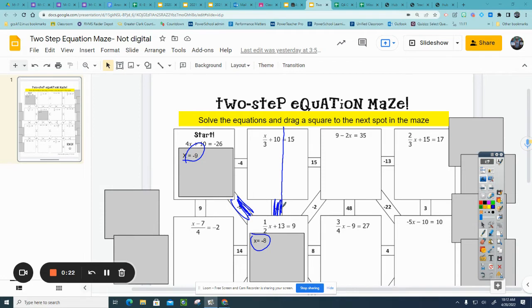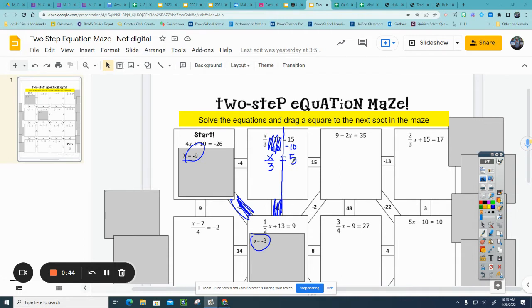the 10. What is the opposite of the plus 10? -10. So I'm going to put -10 on both sides. I'm going to bring down what we have left. The equal stays there, but the 10s go away. You're left with x divided by 3 equals 15 minus 10, which is 5.